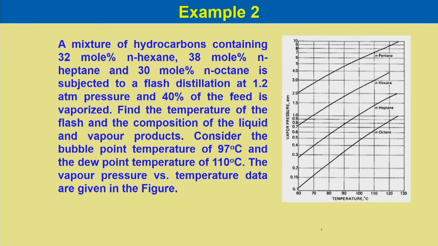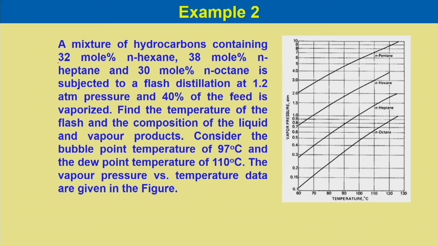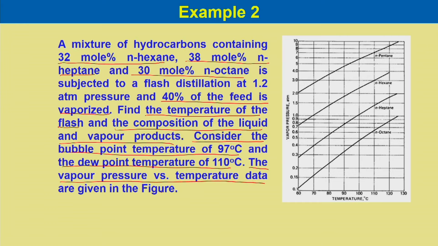Now, let us consider an example to discuss the flash distillation. A mixture of hydrocarbons containing 32 mole percent of n-hexane, 38 mole percent of n-heptane and 30 mole percent of n-octane is subjected to a flash distillation at 1.2 atmosphere pressure. 40% of the feed is to be vaporized. Find the temperature of the flash and the composition of the liquid and the vapor products. Consider the bubble point temperature of 97 degree centigrade and the dew point temperature of 110 degree centigrade. The vapor pressure and temperature data are given in this figure. So, this is the temperature vapor pressure data.